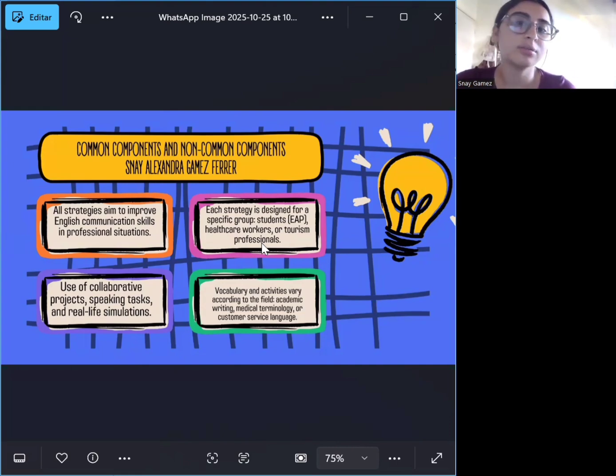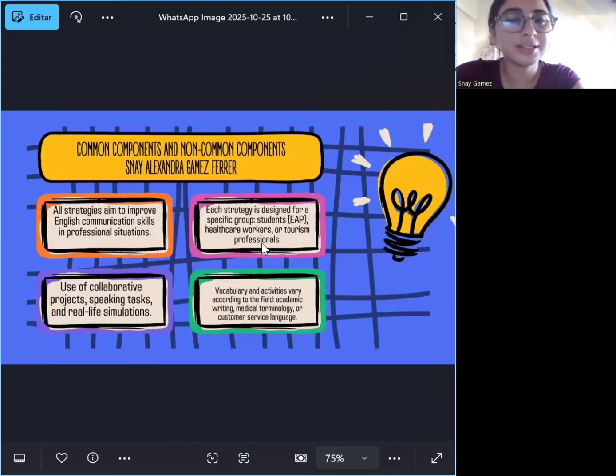The methodology is based on task-based learning, which allows students to use English in a meaningful and realistic way. Authentic materials such as academic articles, videos, and digital tools such as Google Docs and Padlet are used.